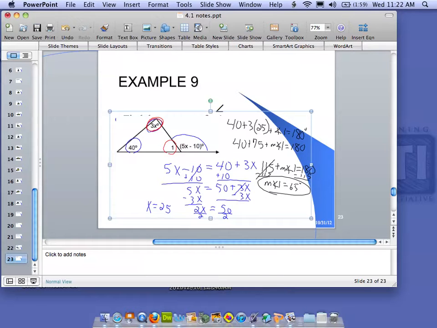Again, I would suggest that when you're doing a problem like this, that you take your answer, which is 65 degrees, and 3 times 25, which we said was 75, and add the 40, the 75, and the 65, and make sure that you do get your 180 degrees. Okay, and that is classifying triangles and finding the exterior angle and the sum of the interior angles of the triangle.